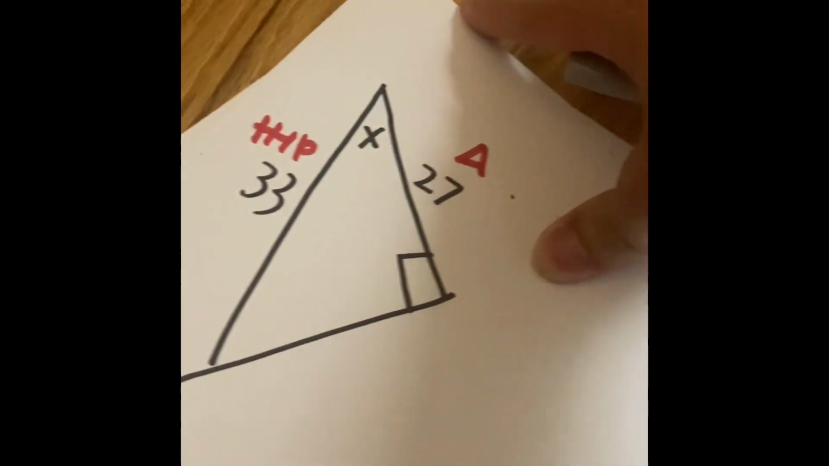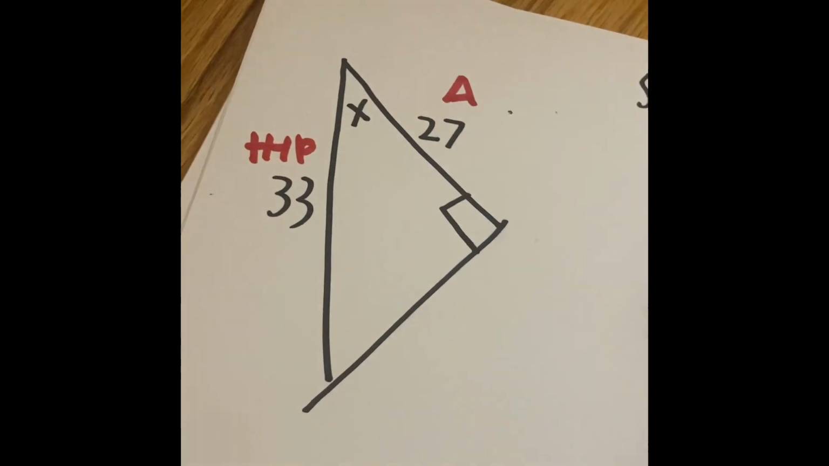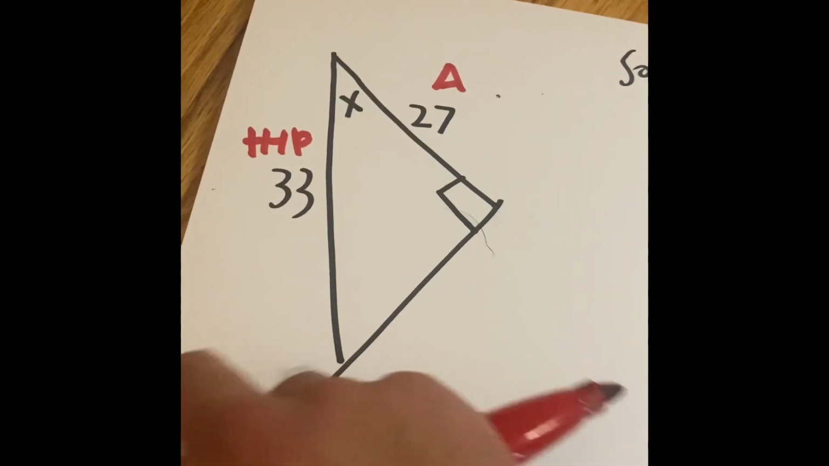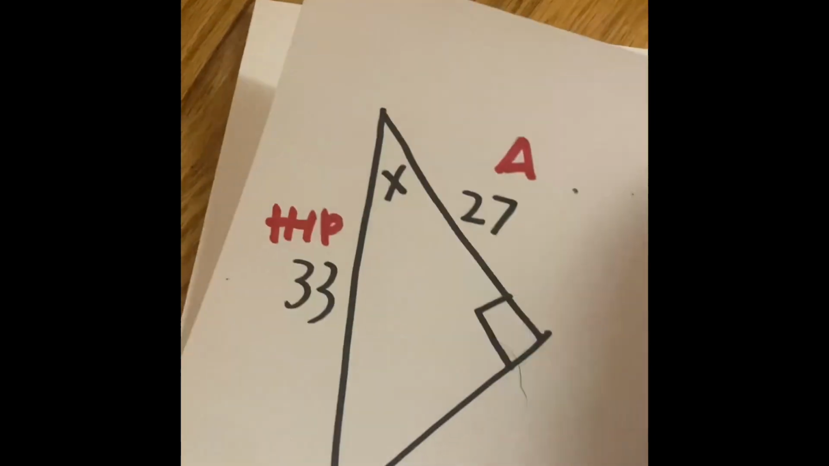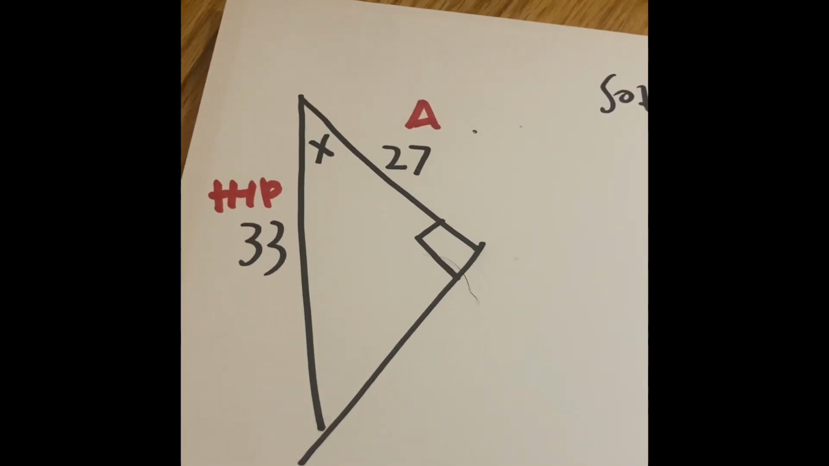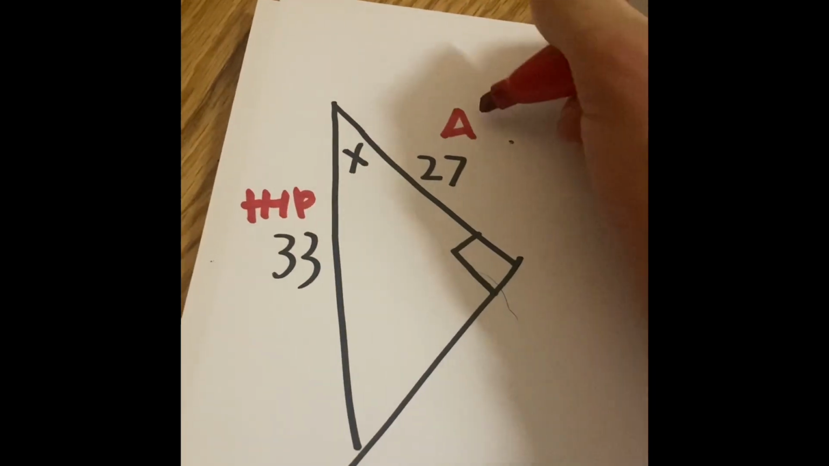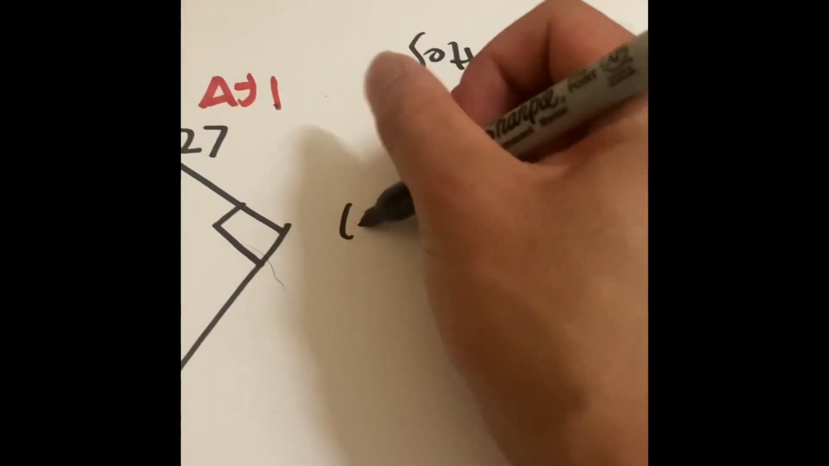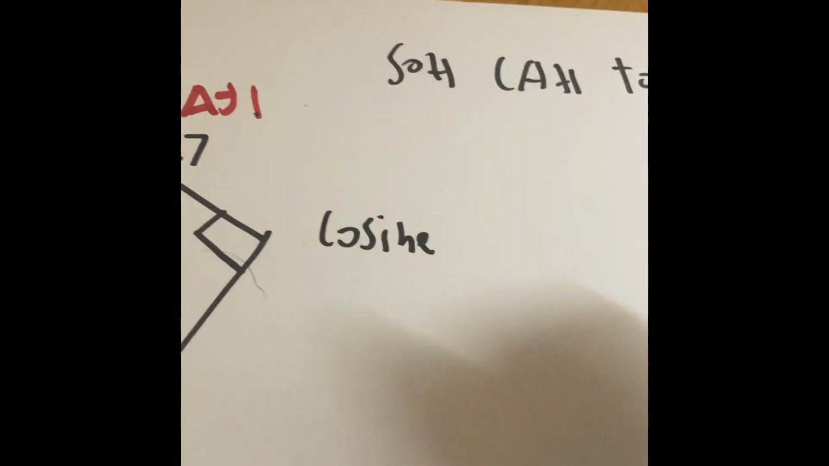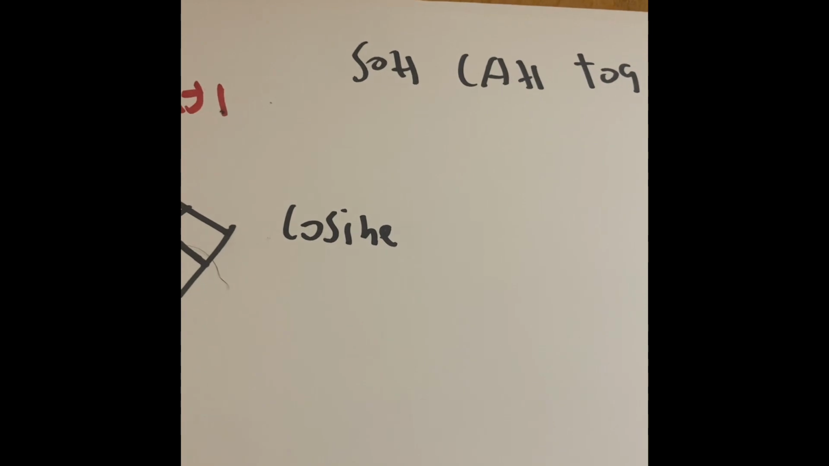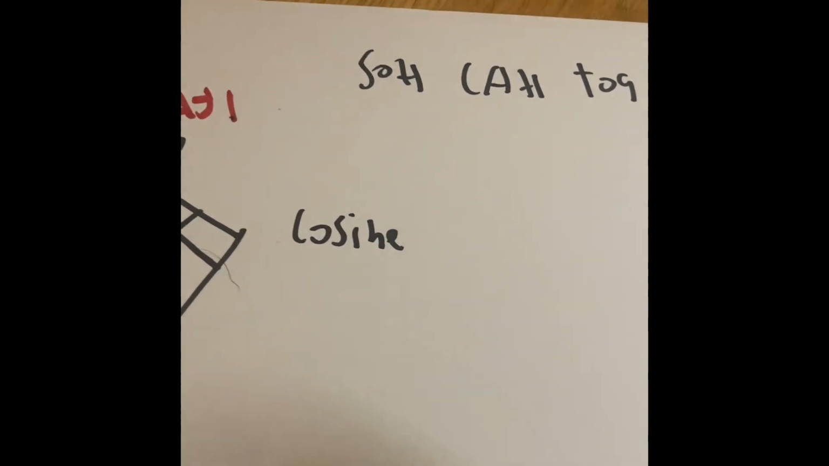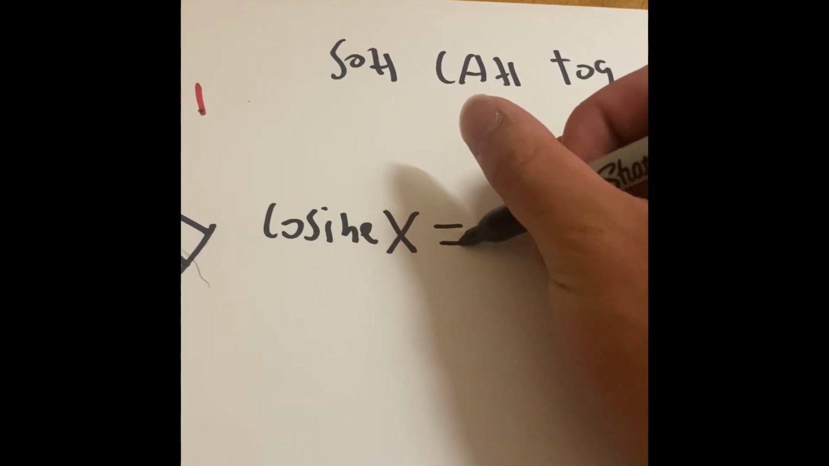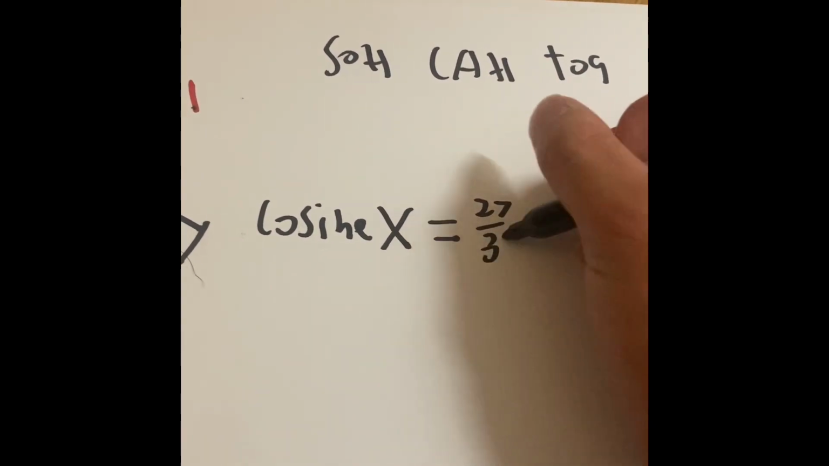The opposite is not going to touch the x, so it's not going to touch the angle. It's going to be the opposite from it. Get it? The opposite? So that's why we say hypotenuse and adjacent. So now we get to find the cosine, because we want to do adjacent divided by hypotenuse. But if we do the cosine of x, it's going to equal 27 divided by 33.